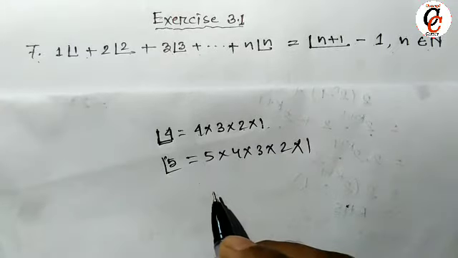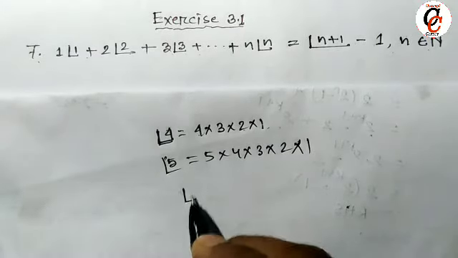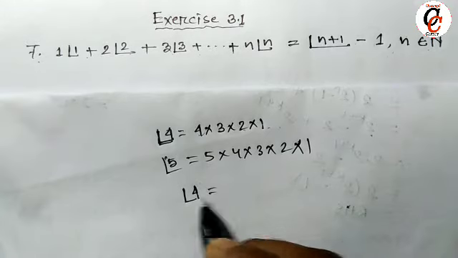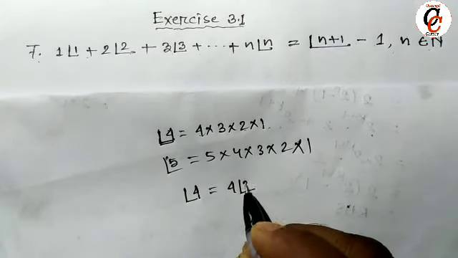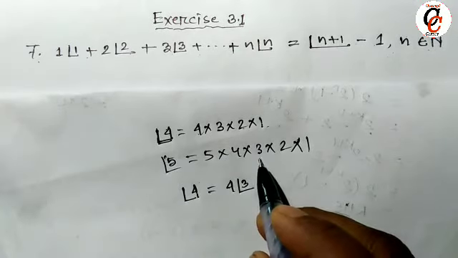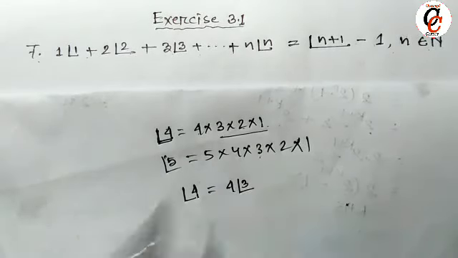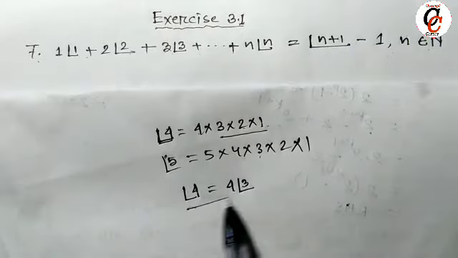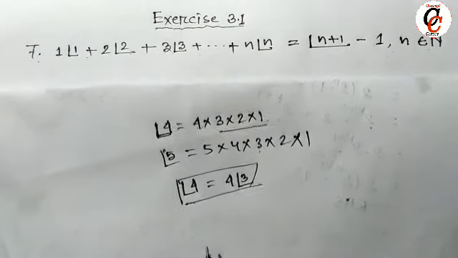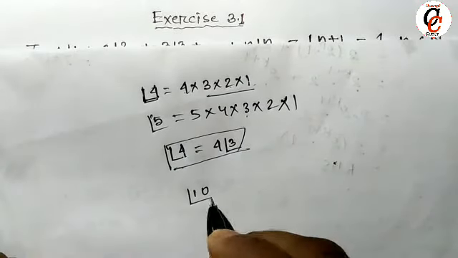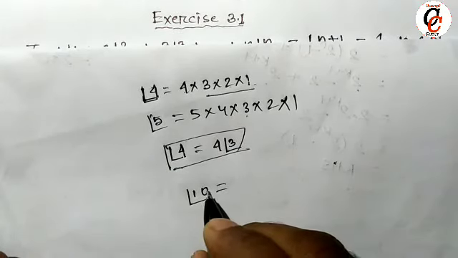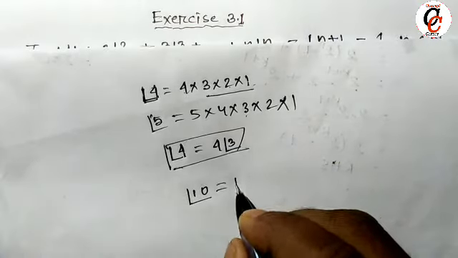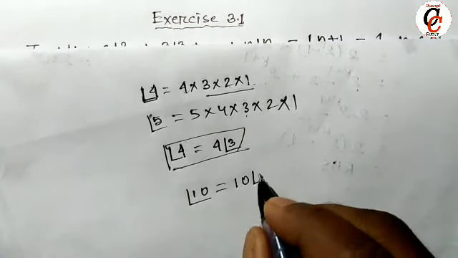So in this way, 4 factorial can be written as 4 into 1 less than 4, that is 3 factorial, because 3 factorial again means 3 into 2 into 1. I am telling this concept because it is needed in this sum. Again, factorial 10 means 10 into 9 and so on up to 1, or factorial 10 can be written as 10 into factorial 9.